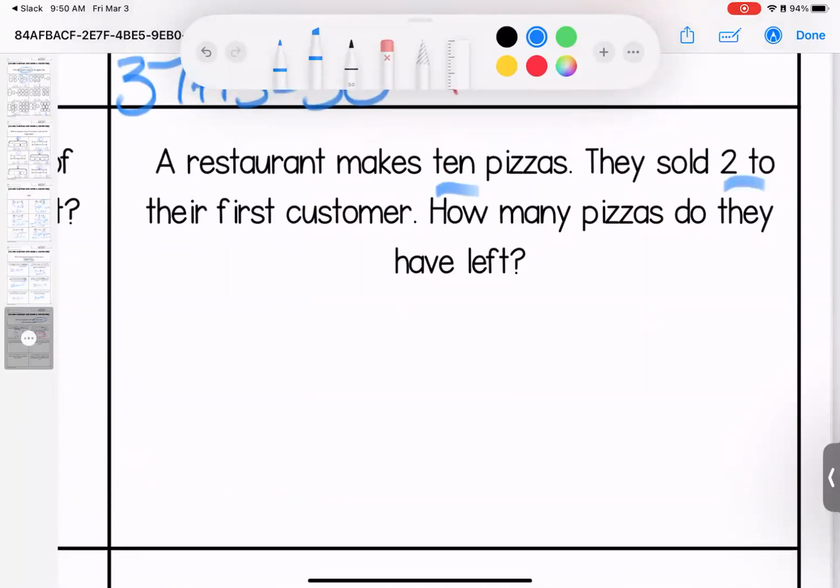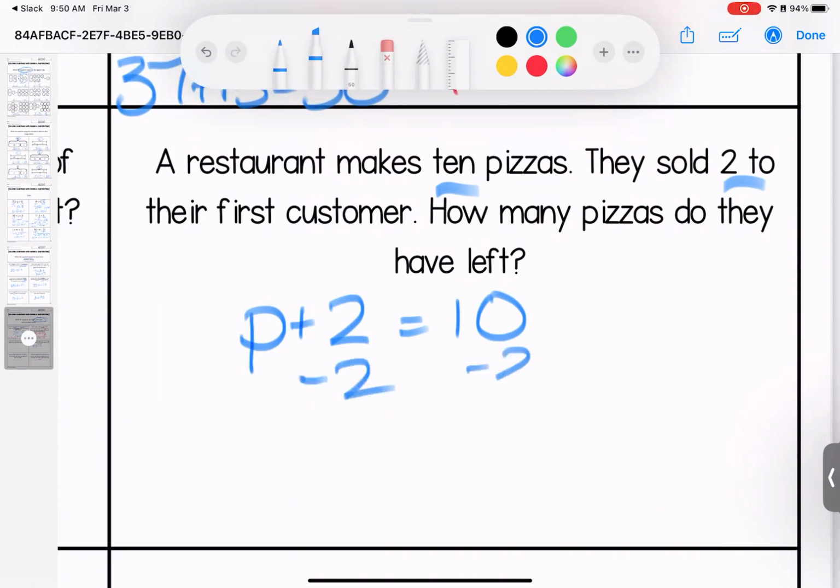A restaurant makes 10 pizzas. They sold 2 to their first customer. How many pizzas do they have left? So they have pizzas. They sold 2. And it needs to total 10. Or you could say it has subtraction, but again, this one addition makes the most sense. If you had subtraction and you want me to check it, let me know.